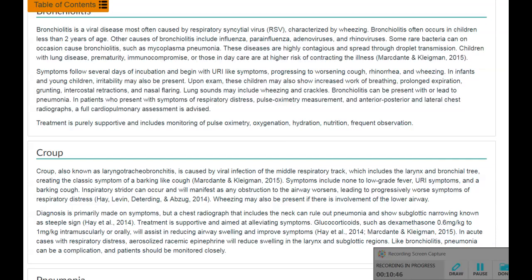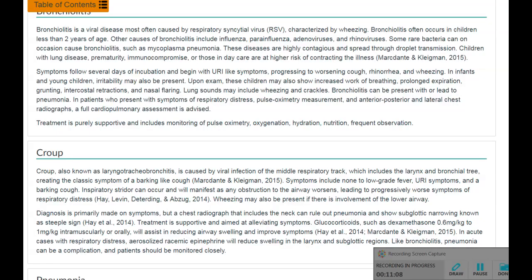Symptoms follow several days of incubation and begin with URI-like symptoms, progressing to worsening cough, rhinorrhea, and wheezing. In infants and young children, irritability may also be present. Upon exam, these children may also show increased work of breathing, prolonged expiration, grunting, intercostal retractions, and nasal flaring. Lung sounds may include wheezing and crackles.